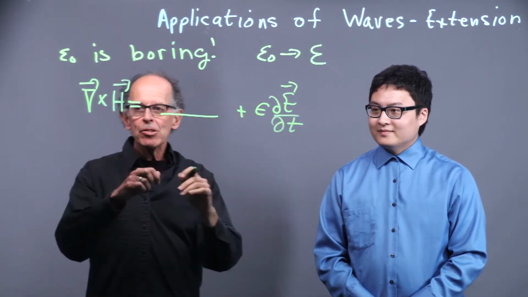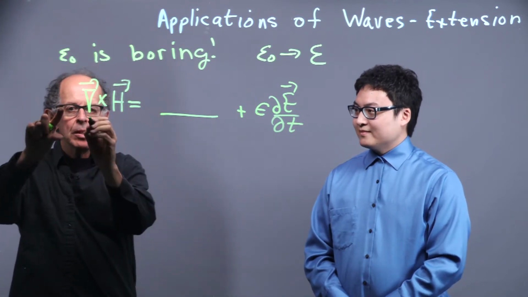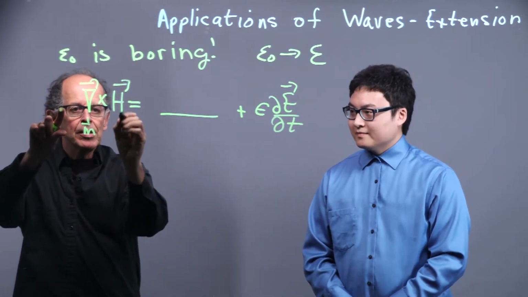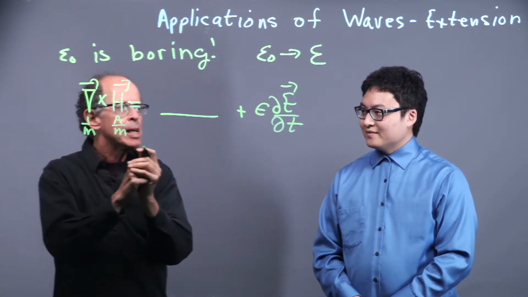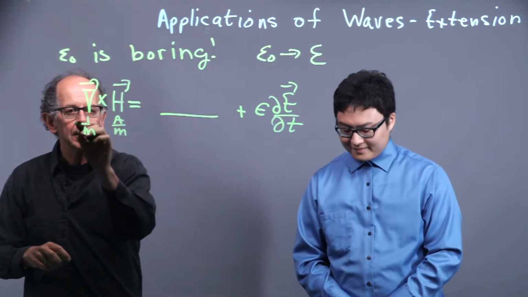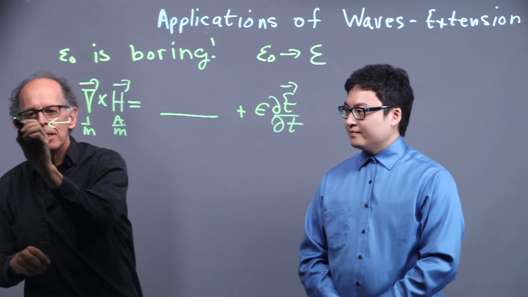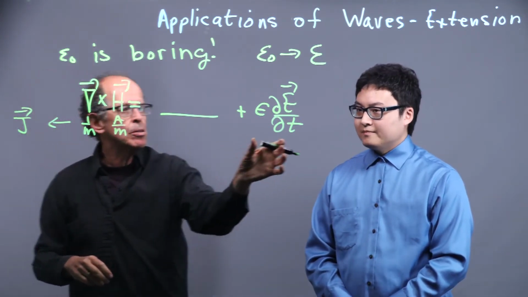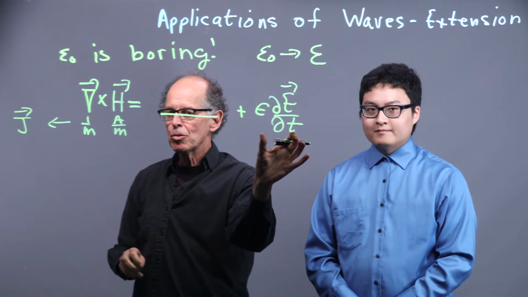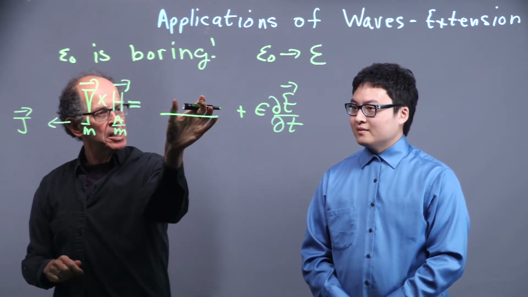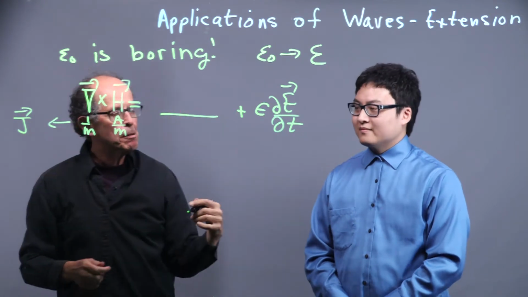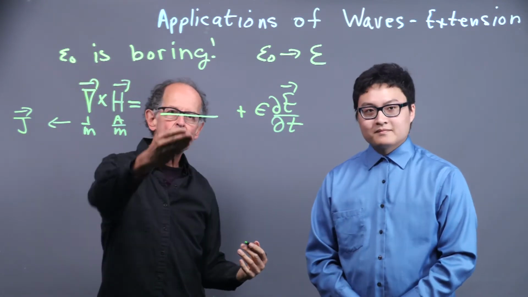All right, so let's look at units. The units of this are 1/meters, and this is amps per meter, so this is amps per meter squared. Amps per meter squared is current density. So the units of this are amps per meter squared, and the units of this will be amps per meter squared. And we want to put in some loss. So what do you suggest?